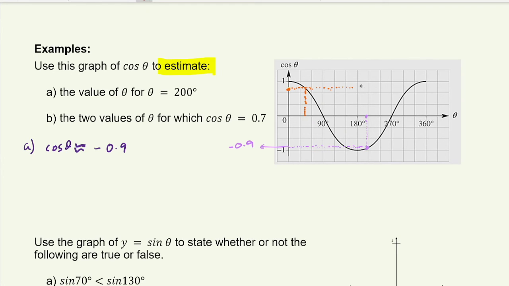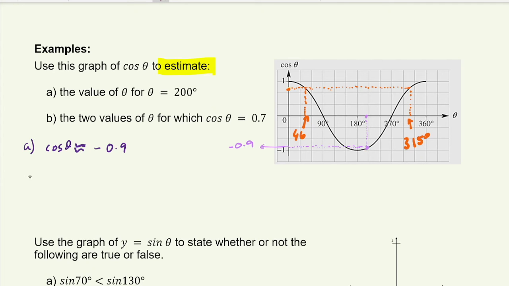And I can keep going across to find the next value. It's going to be here. Bring that down. And I reckon we're probably looking at around about, or it's not quite 45, so I reckon that's probably going to be 46. And then this one here, that might be around about 315 or 314.